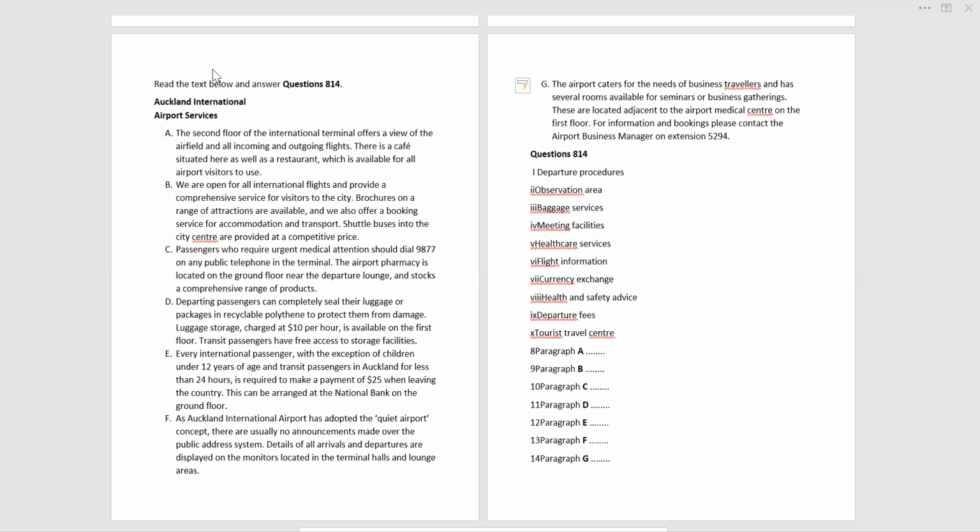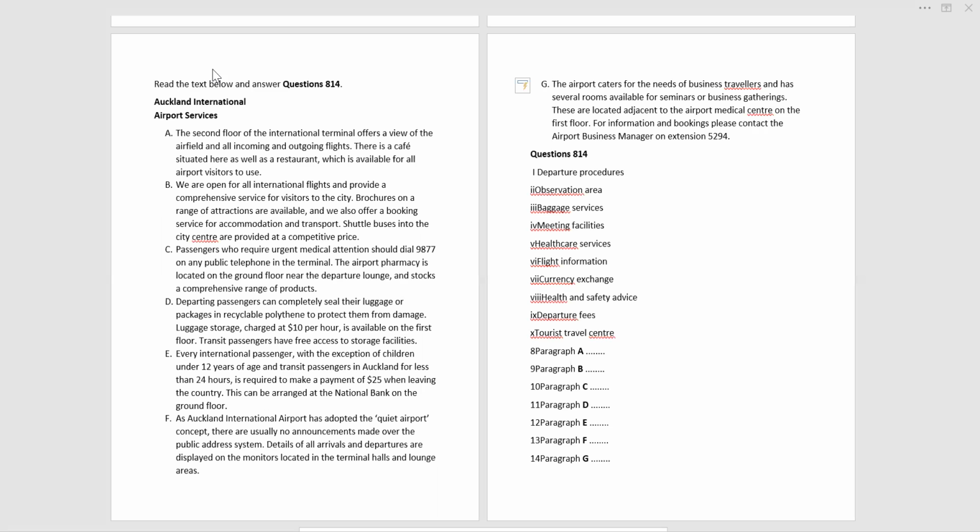As Auckland International Airport has adopted the quiet airport concept, there are usually no announcements made over the public address system. Details of arrivals and departures are displayed on the monitors located in the terminal halls and lounge areas. So this is about the technique and how the information is available. So paragraph F is about information. So 6 is the answer here, flight information, how you will be receiving it.